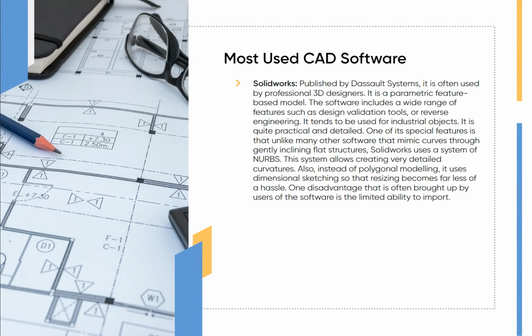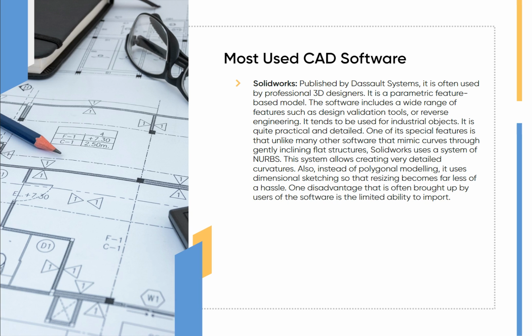SolidWorks, published by Dassault Systems, is often used by professional 3D designers. It is a parametric feature-based model. The software includes a wide range of features such as design validation tools, or reverse engineering. It tends to be used for industrial objects. It is quite practical and detailed.